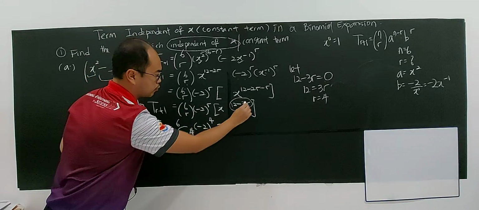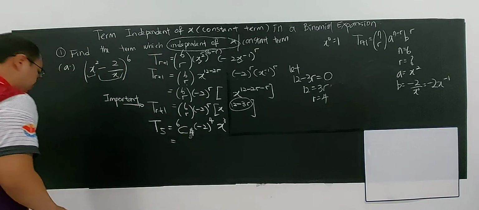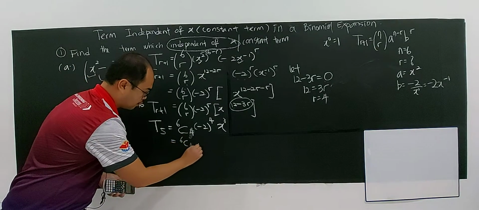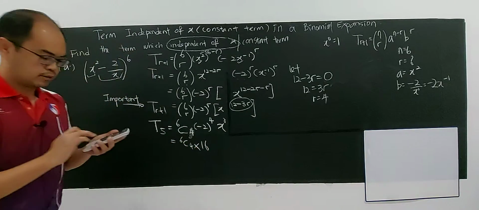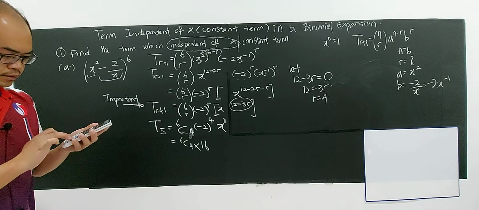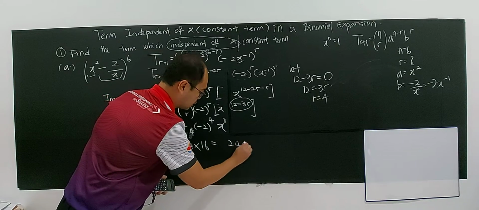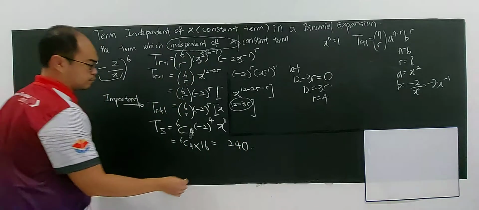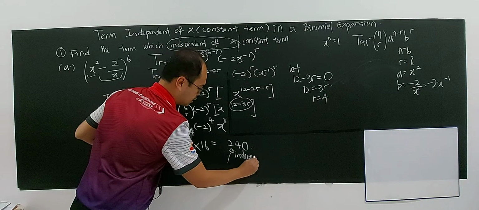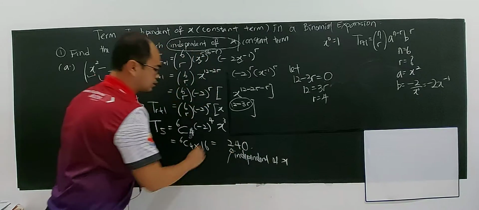Of course, if you put 4 here, you will get x to the power of 0. So on the calculator, you evaluate 6C4 and multiply with 16. 6C4 times 16, you will get 240. This is the constant term. This is the term independent of x, or we say the constant term.